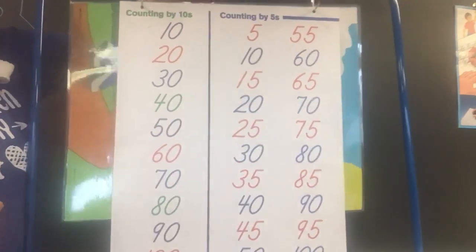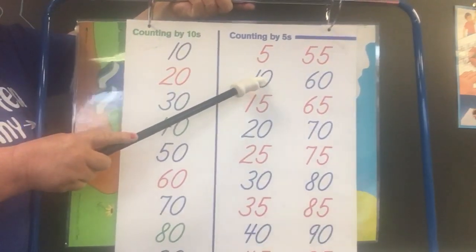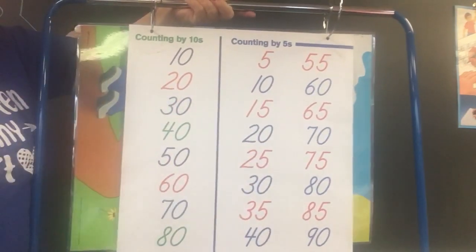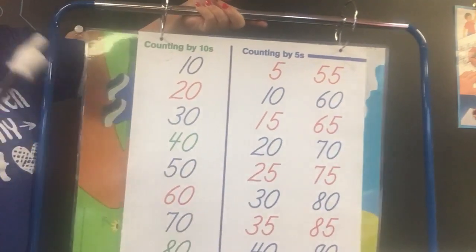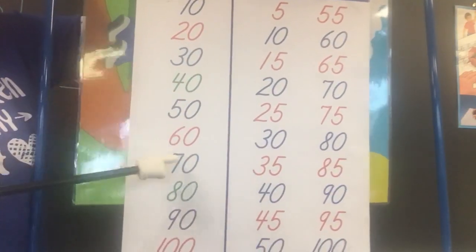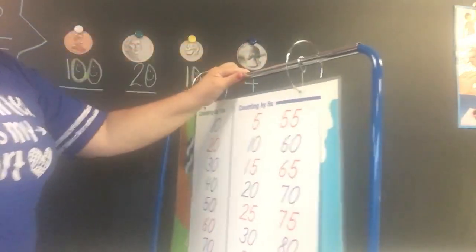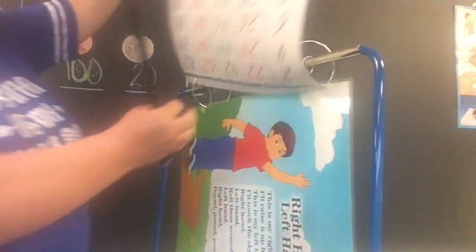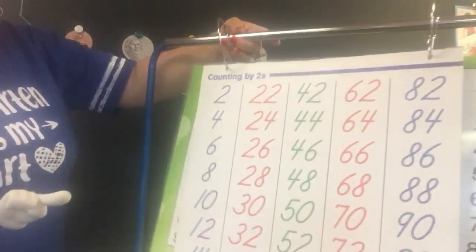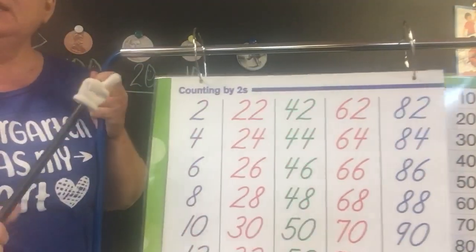Good job. And remember, when we're counting by fives, it ends with a 0 or it ends with a 5. Counting by fives. Let's do our daddy number 10s. 10, 20, 30, 40, 50, 60, 70, 80, 90, 100. Woohoo! Good job. Now, let's turn it over and we will count by twos. And today we're only going to count to 50 by twos, okay? Now remember, when we're counting by twos, we're skipping a number.